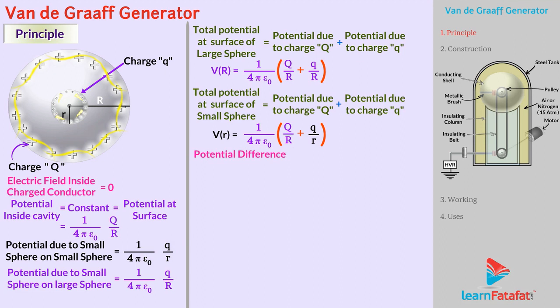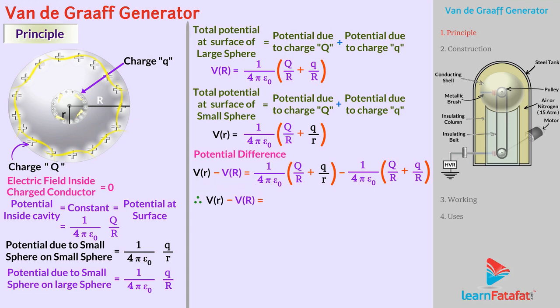The potential difference between them is V of small r minus V of capital R equals 1 upon 4 pi epsilon 0 into bracket capital Q by R plus small q by small r minus 1 upon 4 pi epsilon 0 into bracket capital Q by capital R plus small q by capital R. Therefore, V of small r minus V of capital R equals small q upon 4 pi epsilon 0 into bracket 1 by small r minus 1 by capital R.